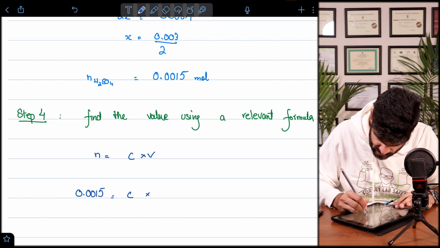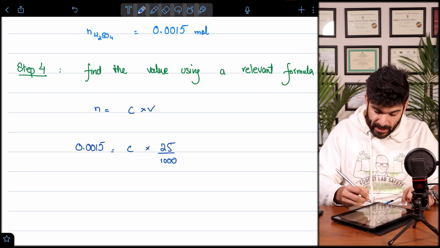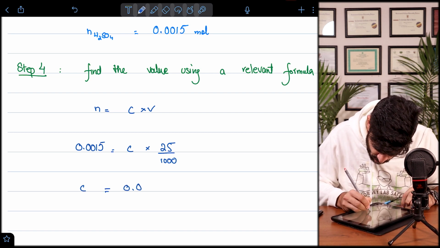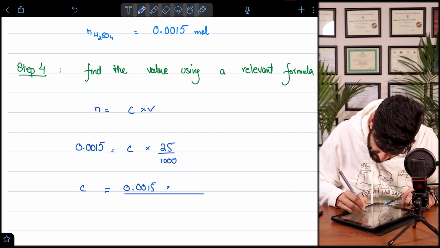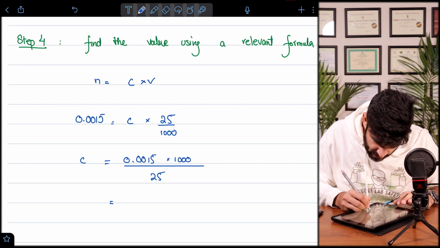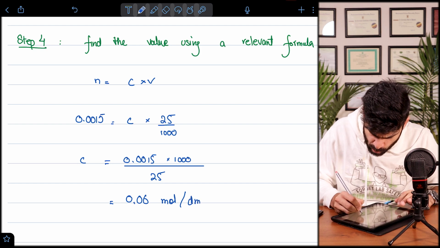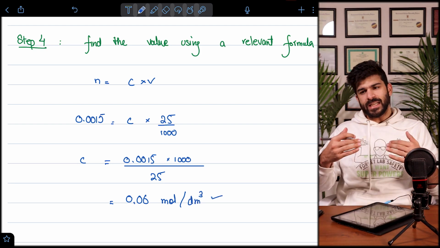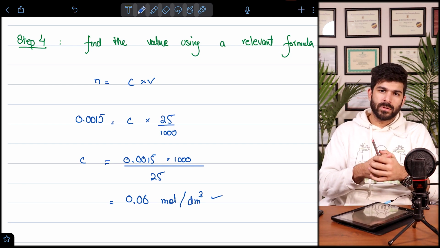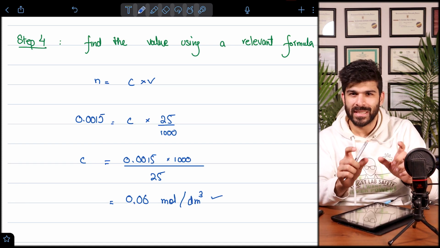We have the volume, which is 25 divided by 1000. We're going to cross multiply the values. The concentration equals 0.0015 multiplied by 1000 divided by 25. So the answer is 0.06 mole per dm cube. So that is the answer, students. And that is how, with these steps, we have calculated the unknown value, which is the concentration of sulfuric acid. This is a basic question.